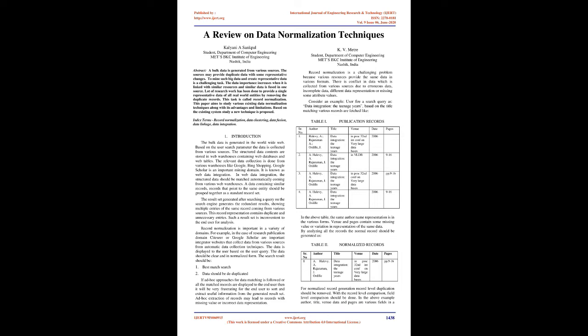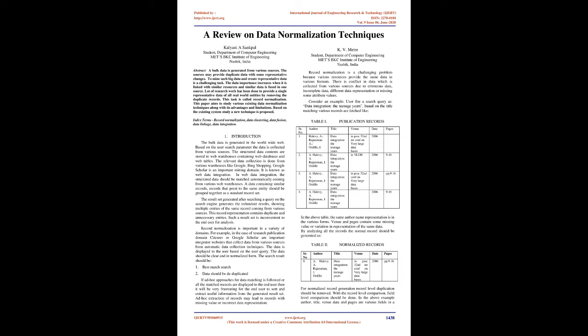In the above table, the same author name is represented in various forms. Venue and pages contain some missing values or variation in representation of the same data. By analyzing all the records, the normal record should be generated as T. For normalized record generation, record level duplication should be removed. With the record level comparison, field level comparison should be done. In the above example, author, title, venue, date, and pages are various fields in a record. For more precision, the values in a field should be normalized.